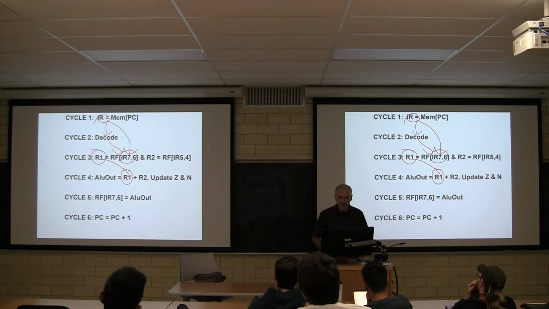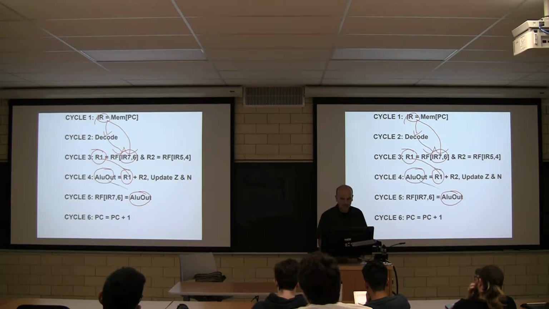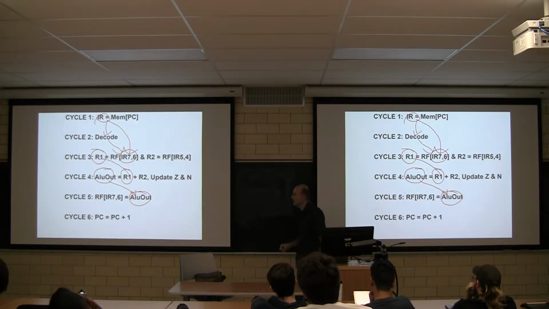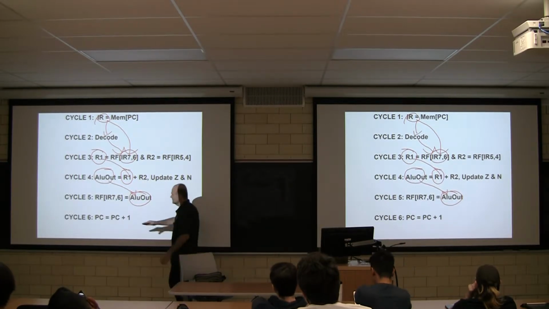Okay. Now, in order to write ALU out to the register file, I need for this to be produced, and then I can write that. If I do this kind of thing, you'll notice that there are no arrows going to this guy.